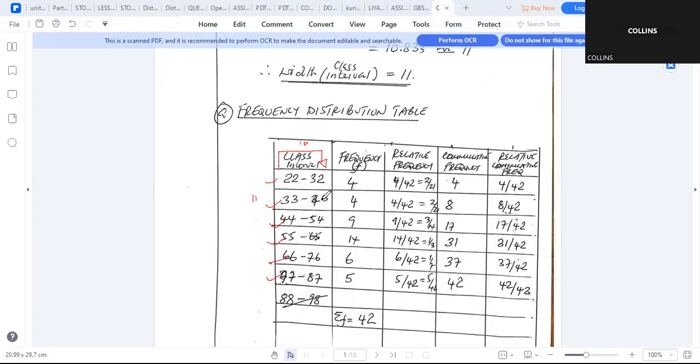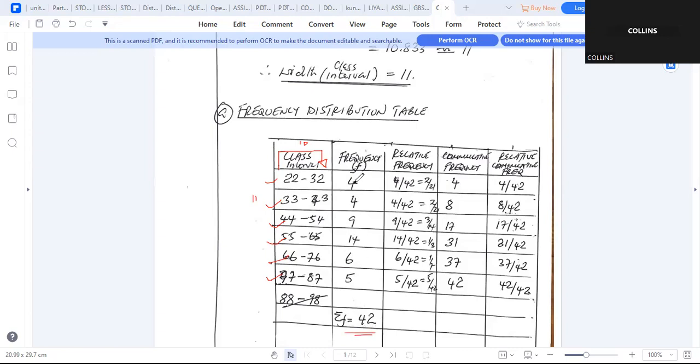Between 33 and 43, you do the same, you find 4. Between 44 and 54, you find 9. Between 55 and 65, you find 14. Between 66 and 76, we find 6. And between 77 and 87, we find 5 figures that are within that range. Then we total up. These are coming to 42.